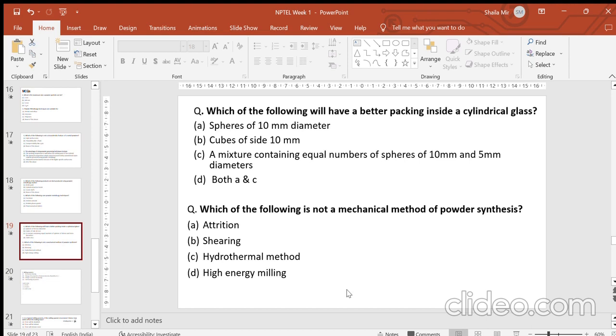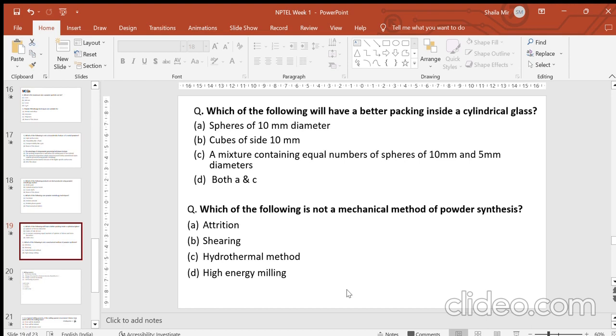Simple packaging problem. C, maybe C. Yeah, it could be C because the better packaging will be if the voids between the spheres are also accommodated by some other particles of lower dimensions. So you can fill the cylindrical glass with 10 mm dia spheres, and then the voids between the spheres can be filled with, say, smaller diameter spheres.